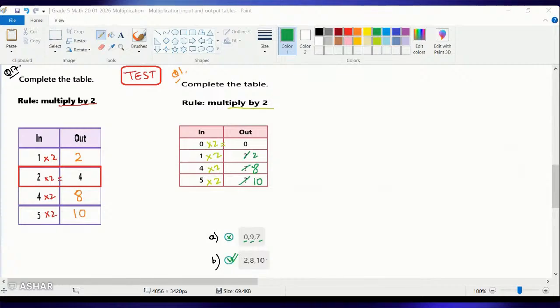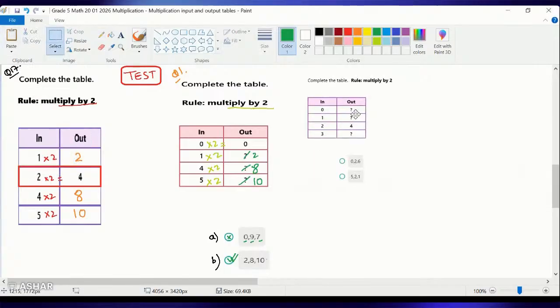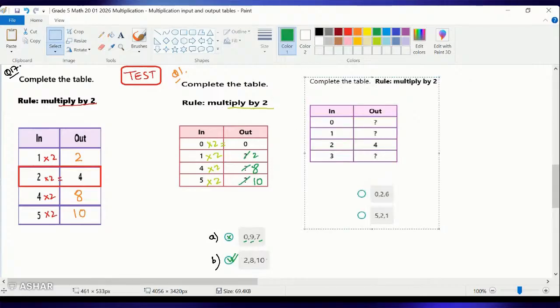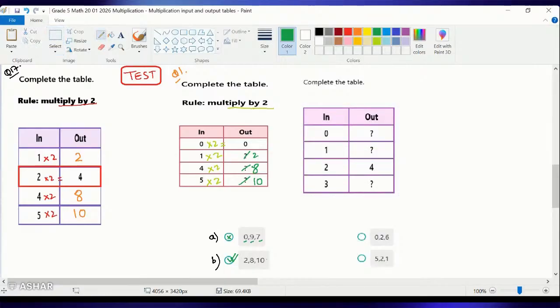The next question states that complete the table. The rule is given to us and the values are given to us. For question number 2, I'll try to remove the rule. We would try to do it without the given rule. This is given, this is not given, let's suppose, and these values were given to us. So this is question number 2. Which option should be the correct answer, A or B?